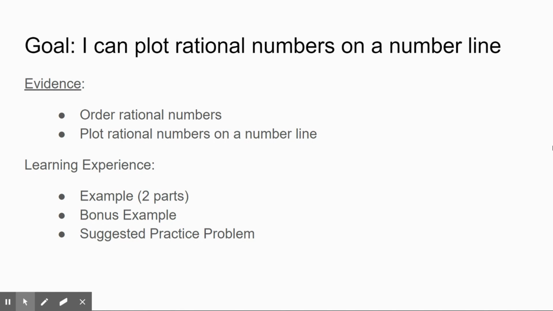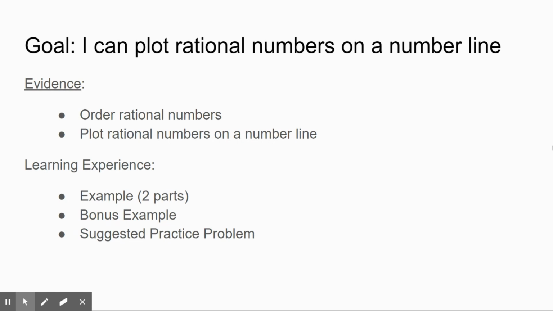In this video, we're going to talk about how we can plot rational numbers on a number line. To do this, we're going to have two pieces of evidence. First, we're going to order rational numbers from least to greatest, and then we're going to plot them on a number line.